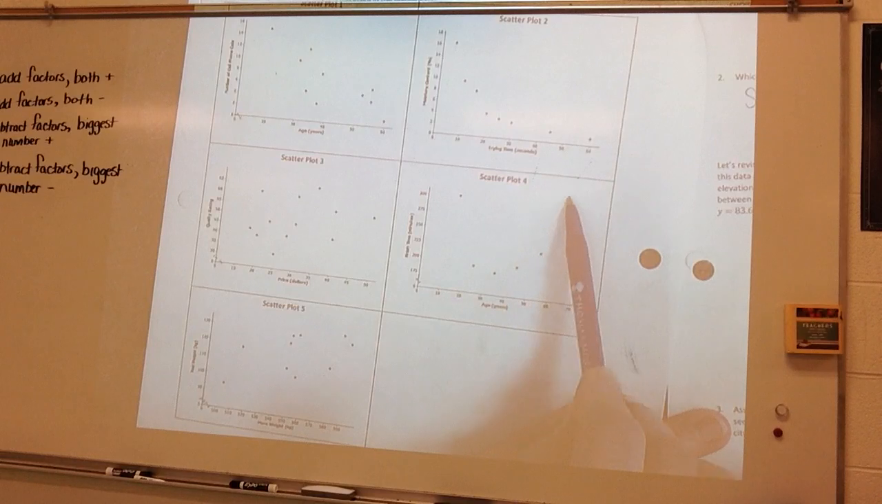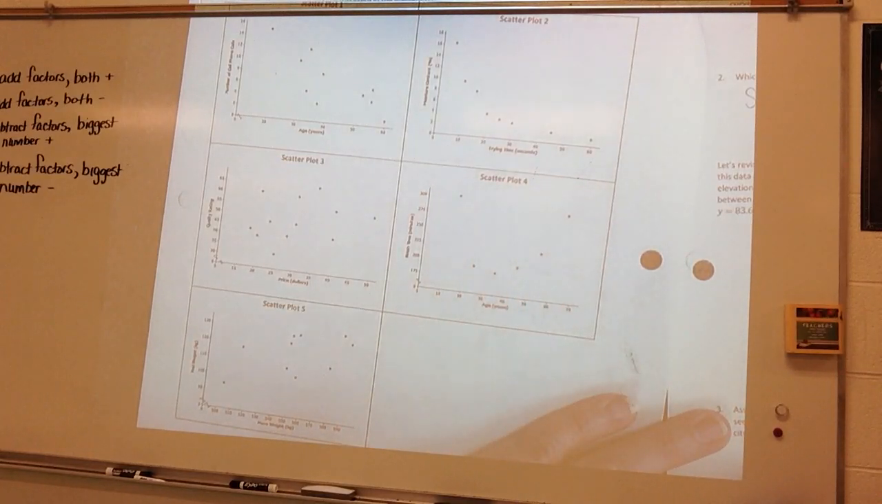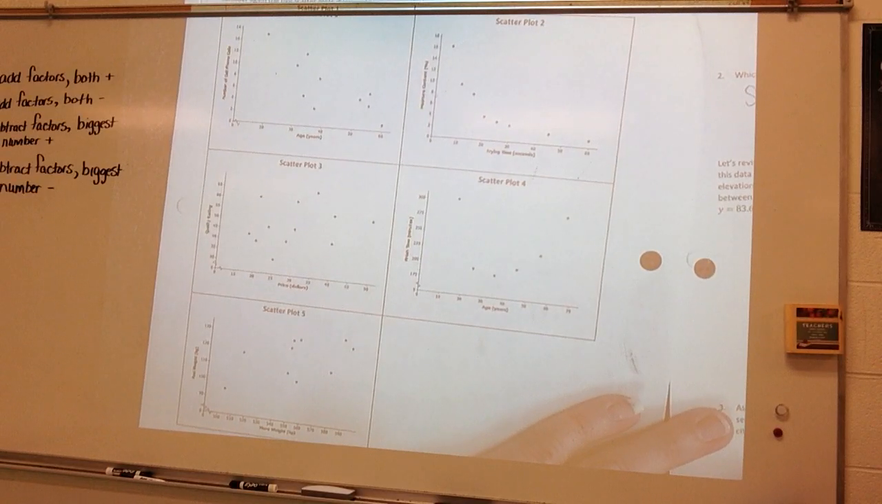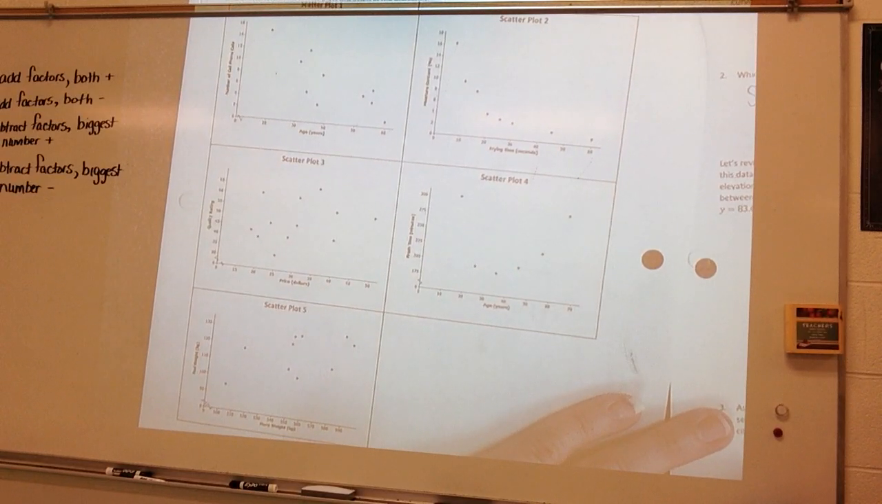Look at scatter plot number 4. It has a U shape. It's rough, but it has a U shape. And look at scatter plot number 5. All right, once again, it's kind of scattered there. It's not in a U shape. So we're going to say for number 1, scatter plot 4.